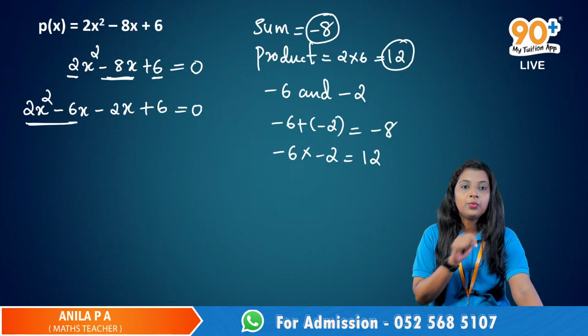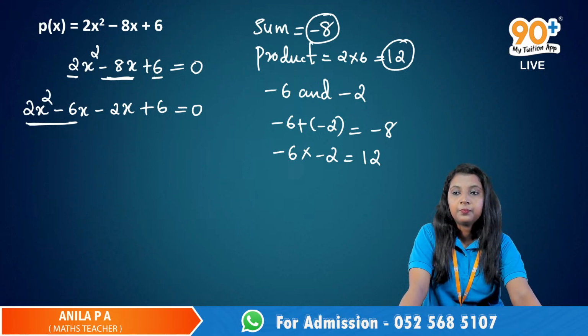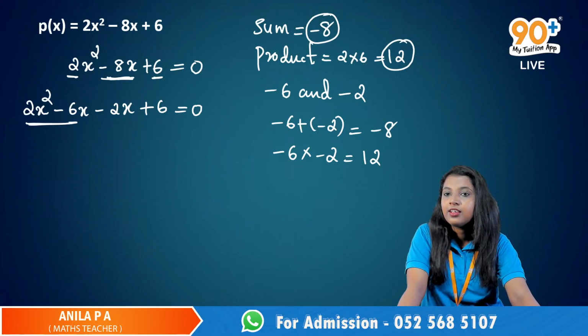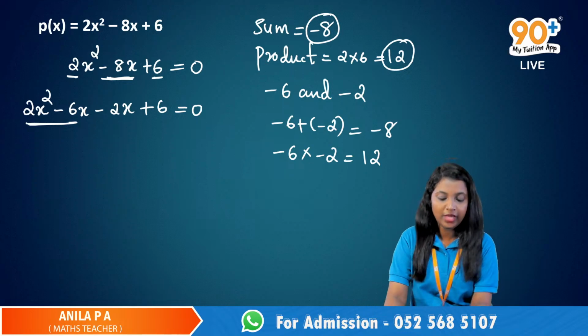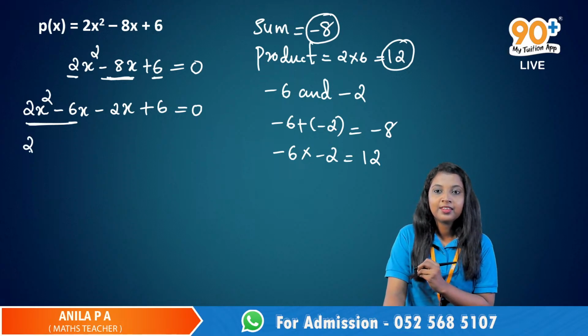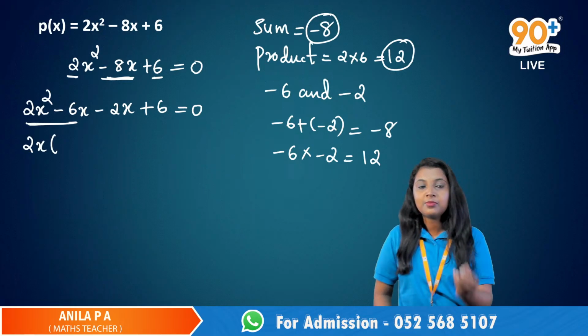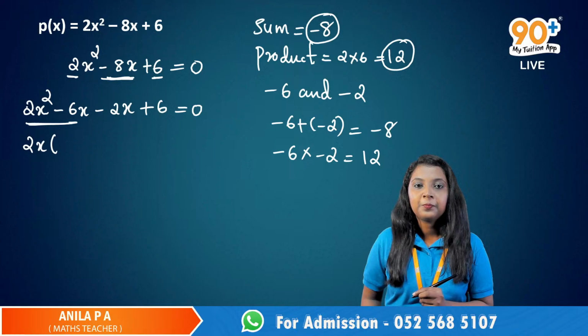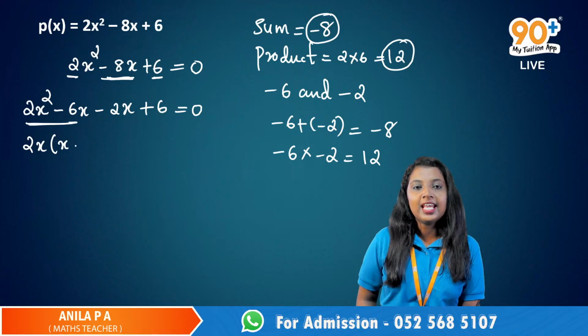So what is common between this 2x squared and negative 6x? Which term is common? Only 2 is there? 2x is common. Very good. After taking this 2x, what is remaining in the first term? x. Then the second term? Minus 3. Yes, very good.